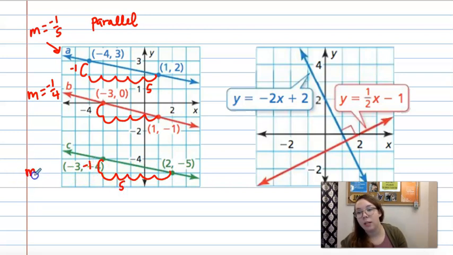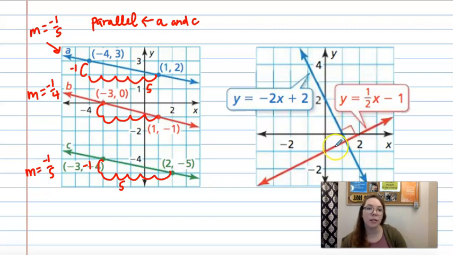So only in this case, parallel were lines A and C. Okay, B is not parallel. Eventually, these would cross because they don't have the same slope. So even if they look parallel, you still have to double check and be sure because they are close to parallel, but not quite. Only A and C are parallel.